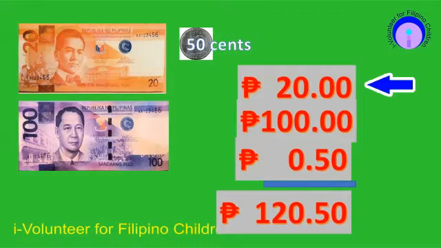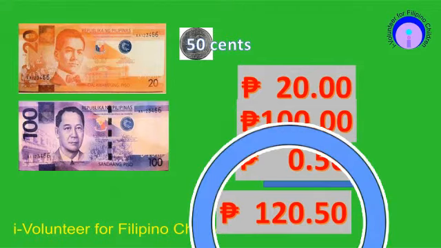Ganito sinusulat ang 20 pesos. Ganito naman sinusulat ang 100 pesos. At ganito naman sinusulat ang 50 centavos. And the total money is 120 and 50 centavos.